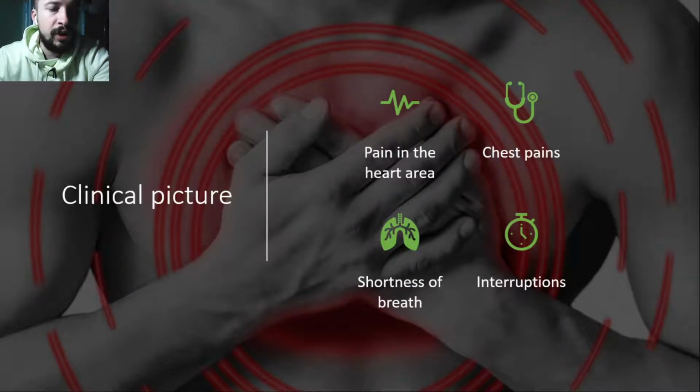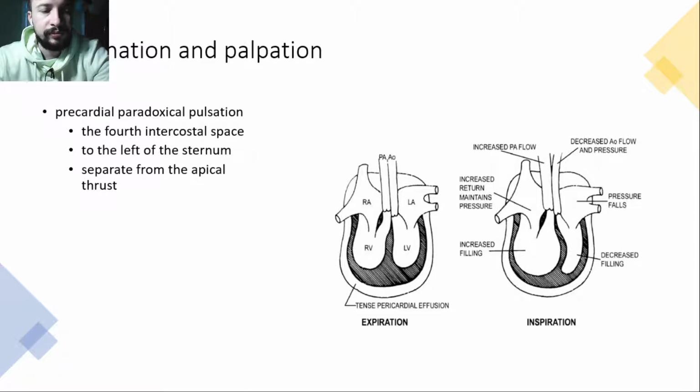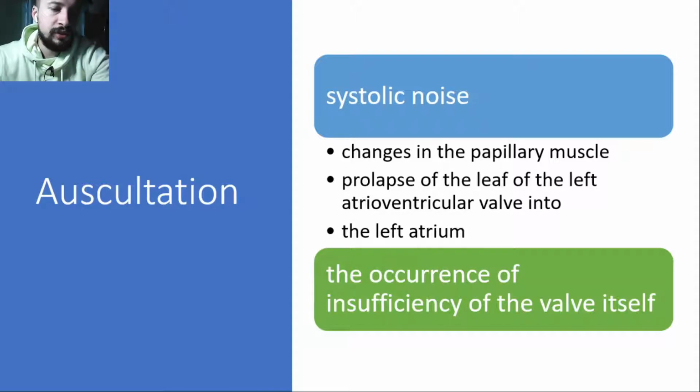Patients are concerned about pain in the heart, chest pains, shortness of breath, and interruptions. A number of patients have a history of myocardial infarction and long-term coronary insufficiency. During examination and palpation, precordial paradoxical pulsation is sometimes determined in the fourth intercostal space to the left of the sternum, separately from the apical thrust. Systolic noise is associated with changes in the papillary muscle, prolapse of the leaflet of the left atrioventricular valve into the left atrium, and the occurrence of insufficiency of the valve itself.